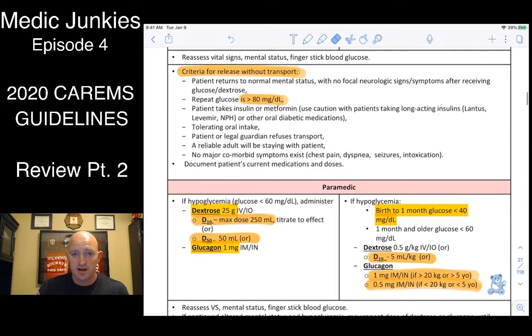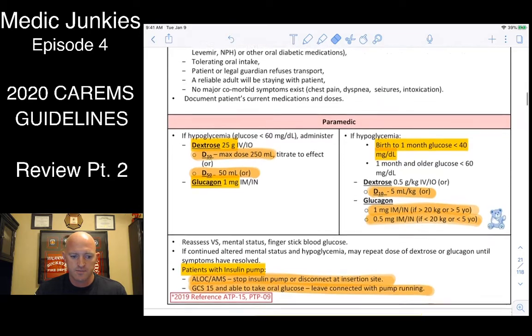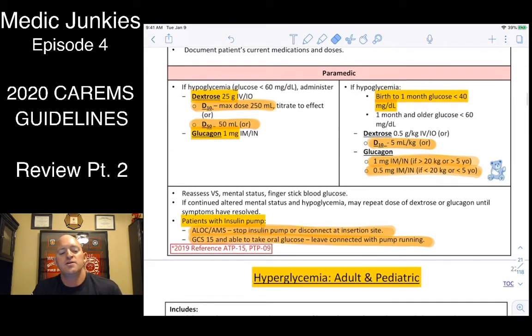If it's their first time diabetic event, I highly recommend they go, okay? Now with our dextrose, if we have to go IV, we can also go IO.